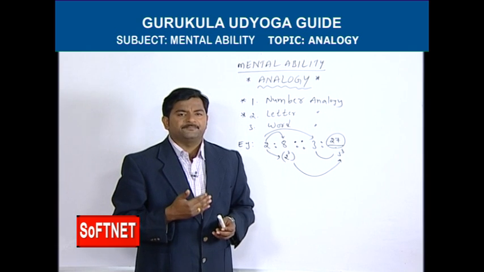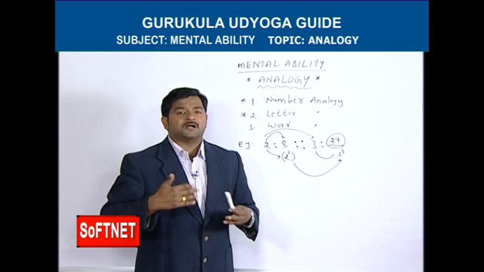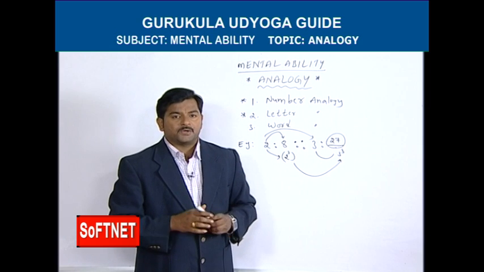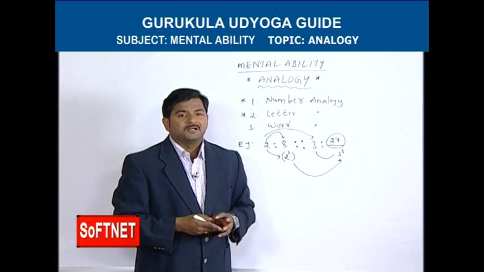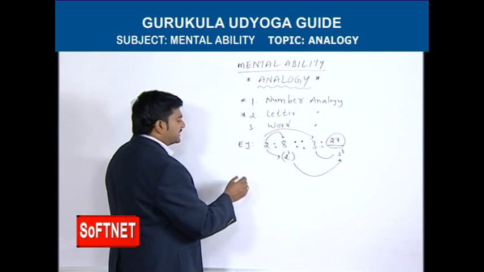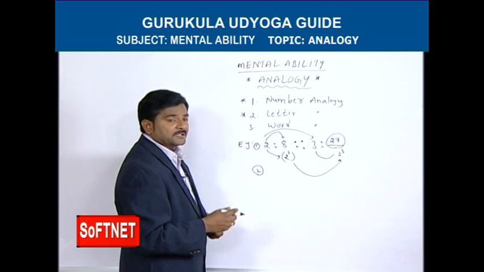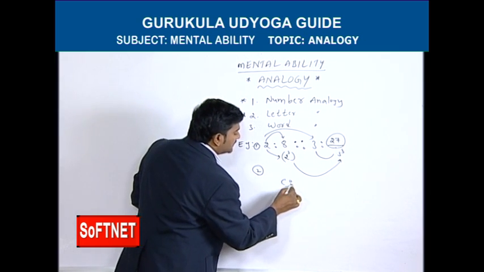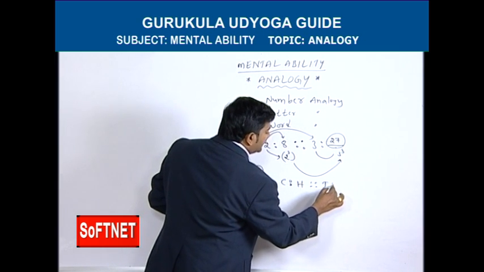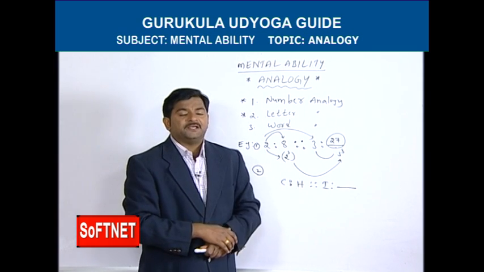Usually 90% will be in that way. If you are not working out any concept, then we need to think from this point of view also. I hope you understood. So this is the example for number analogy. Similarly, if you take letter analogy, I am taking simple examples. He gave one question like this: C is to H as I is to dash.